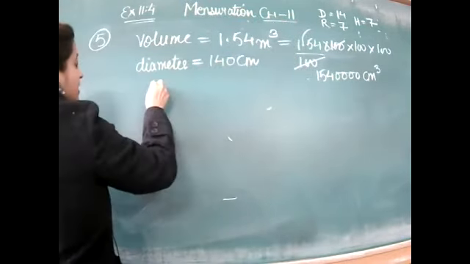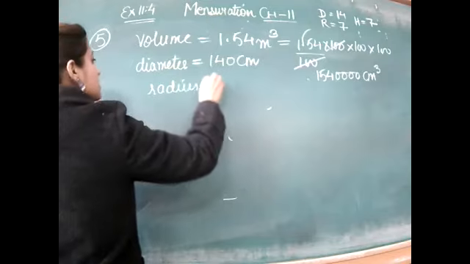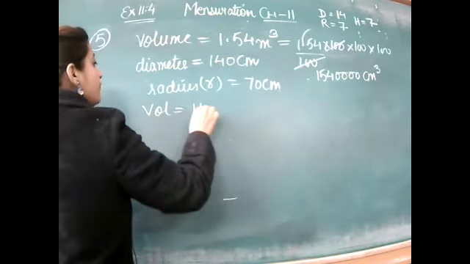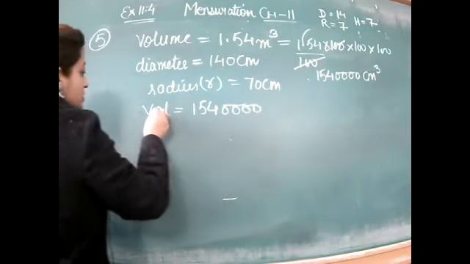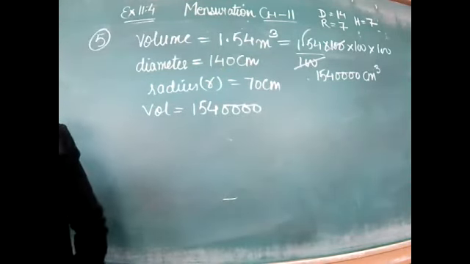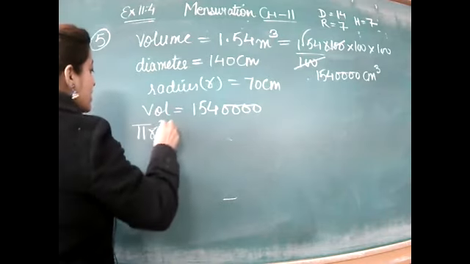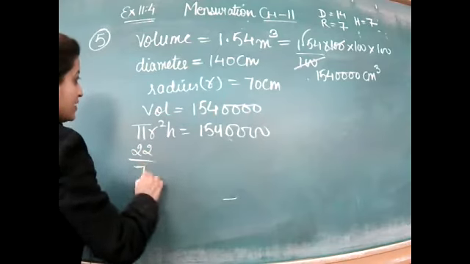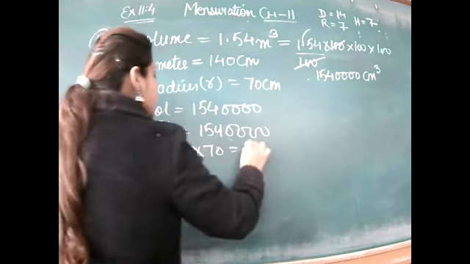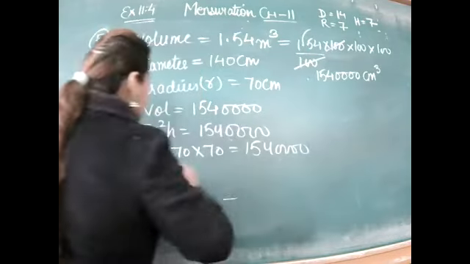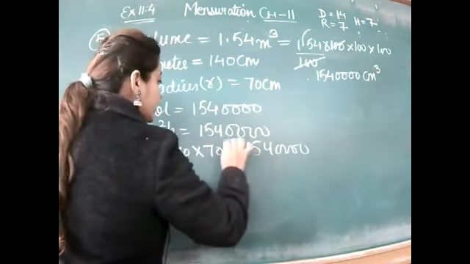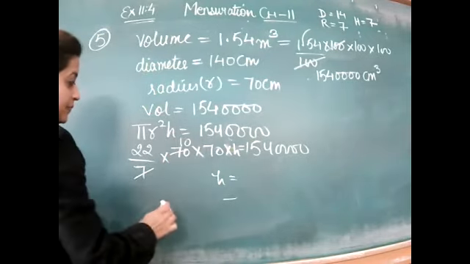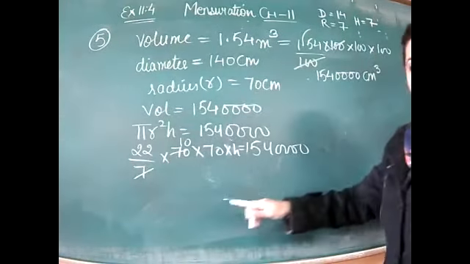Now the diameter is given, that will help you to find the radius, that is small r is equal to 70 centimeter. Now volume is 154 with 4 zeros and the formula for the volume is pi r square h. So apply the formula pi r square h is equal to 154 with 4 zeros. 22 by 7, radius is 70 into 70. Now take all the terms to the other side. Height I have not written. So height, cancel it out, it will give you 10.